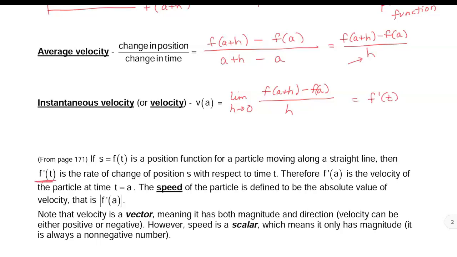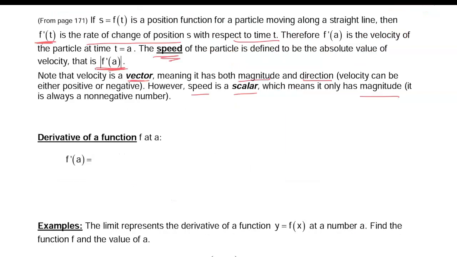The derivative of f is the rate of change of position with respect to time, and it's considered the velocity of the particle. The speed of the particle is the absolute value of velocity, so you can denote it in this manner. Note that velocity is a vector, meaning it has magnitude and direction, as opposed to speed. Speed is just a number, or a scalar, which means it only has magnitude. We're going to look at the derivative of a function, so we can just call it that now. It's the limit as h approaches 0 of f of a plus h minus f of a all over h.